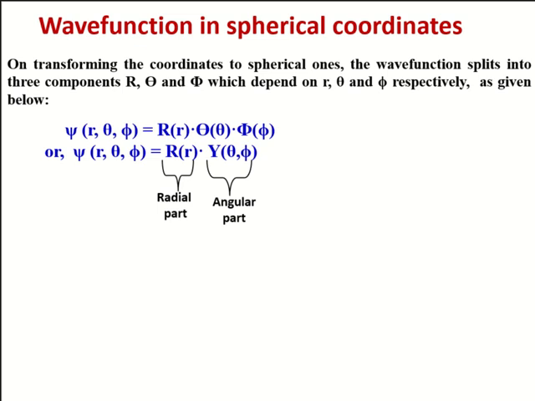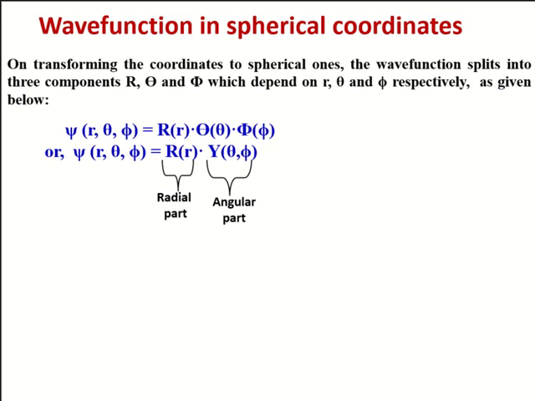So the wave function can be represented as a multiplication of 3 wave functions, each of them depending on only one variable. So capital R depends only on small r, that is the radius. Capital theta depends only on theta, which is the angle with the z axis. Phi is the angle with the x axis, in the xy plane.